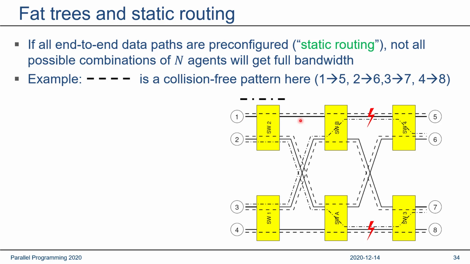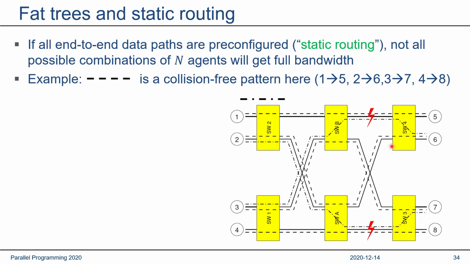Now, all these solid lines are actual wire connections between the switches, and the dashed and dash-dotted lines are communication patterns. So let's first look at the dashed pattern. The dashed pattern is a collision-free pattern. Whenever nodes communicate in the dashed pattern, for example, 1 with 5, 2 with 6, 3 with 7, and 4 with 8, then none of the actual wire connections are oversubscribed. There's only one connection per actual hardware wire. So that's a collision-free pattern.